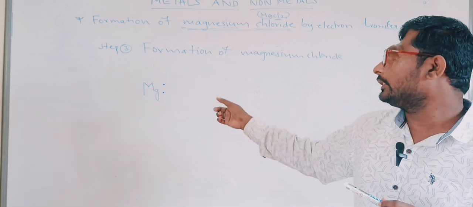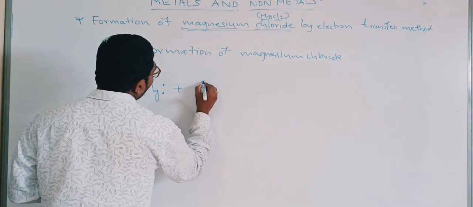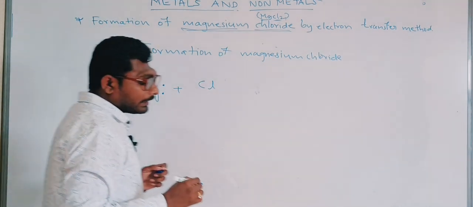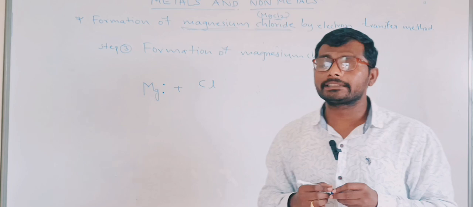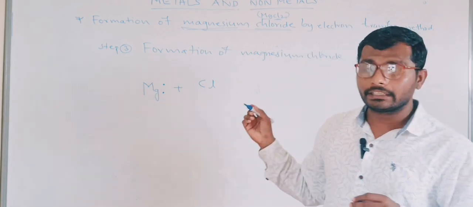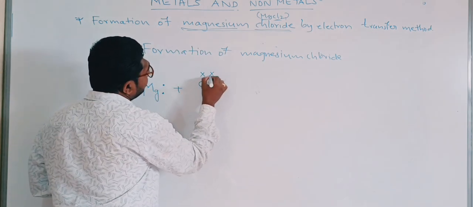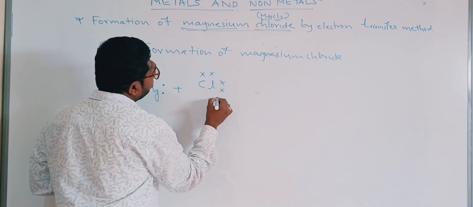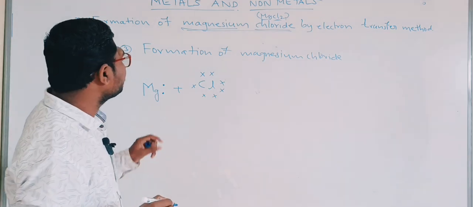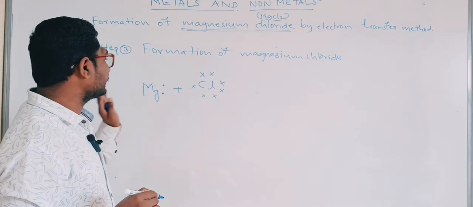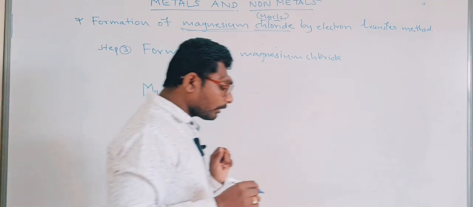So I will show 2 dots. Now the chlorine atom. Chlorine has 7 valence electrons, so I will represent the 7 electrons. This is the dot structure of chlorine: Cl with 1, 2, 3, 4, 5, 6, 7 dots. This is chlorine, and this is the magnesium dot structure. For chlorine, I will show it here, for magnesium chloride.